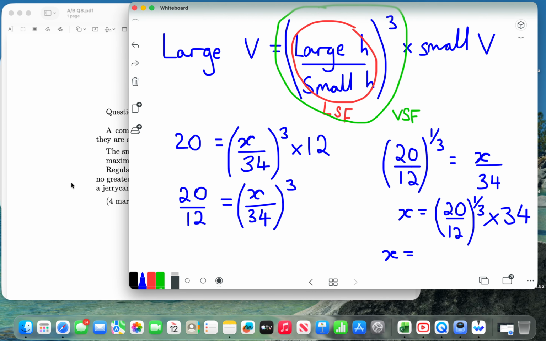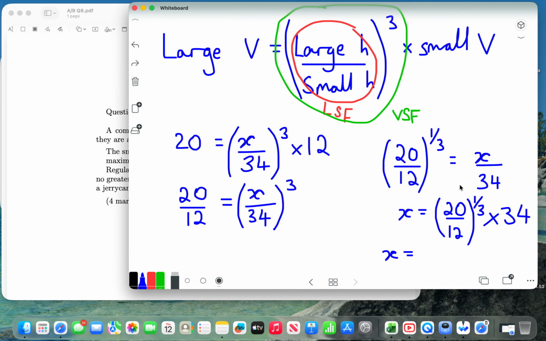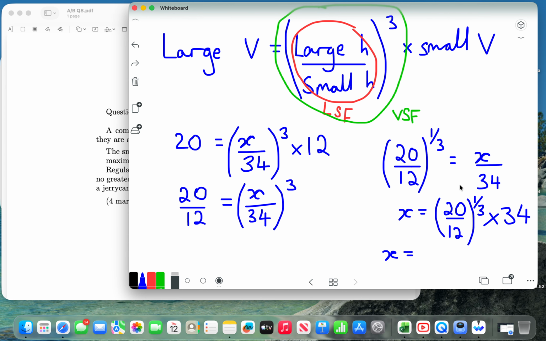And we're not told the rules about rounding, so I'm just going to put this into the calculator, and 20 divided by 12, then cube root it and multiply by 34, and the answer I get is 40.3146 centimetres.